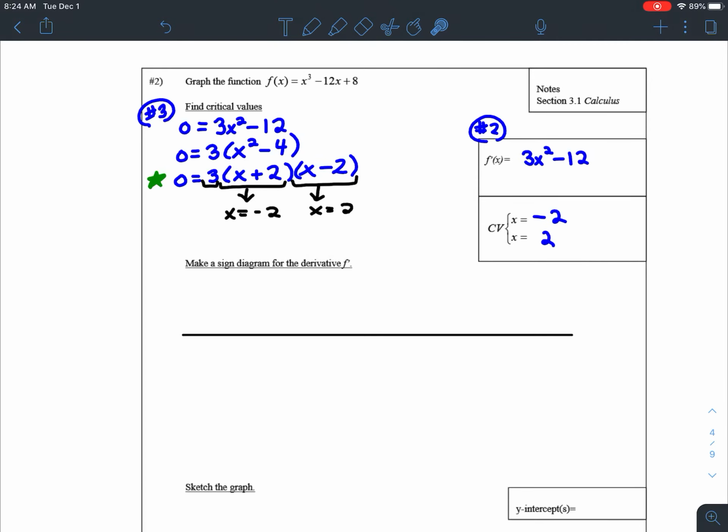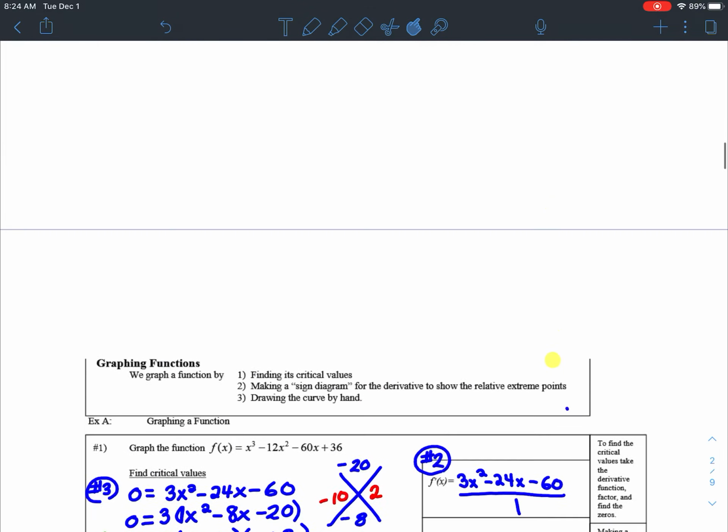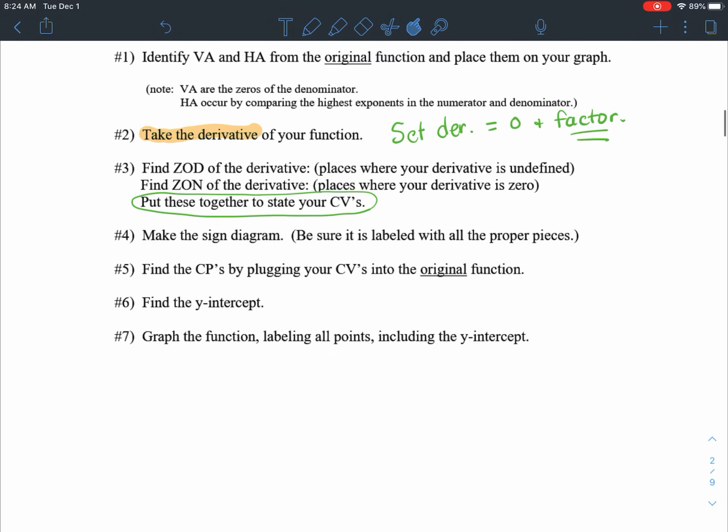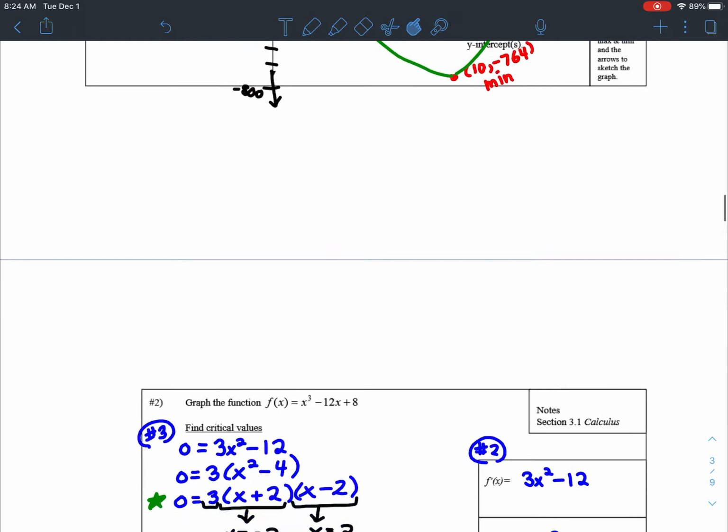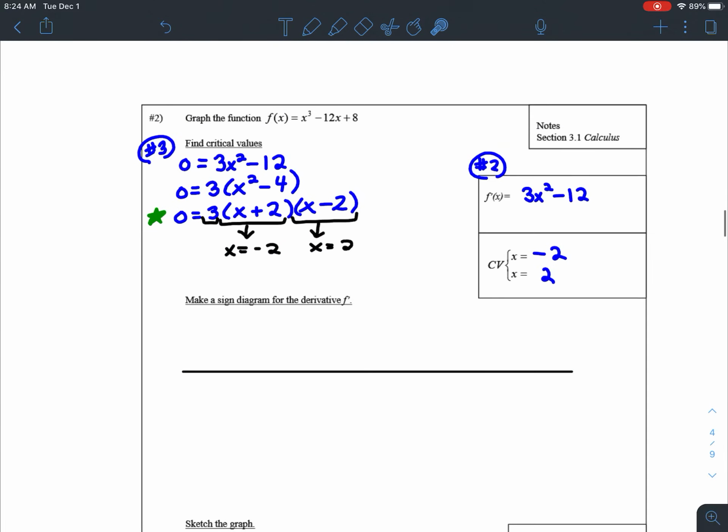So, quick refresher, we actually begin with step number 2. If you have this page, you might find it helpful because when you see me referencing the steps, I'm going to be referencing steps 2 through 7 from this list. Okay, so we're going to start with step number 2, which is to take the derivative, which I believe we did together. The derivative we said was 3x squared minus 12.